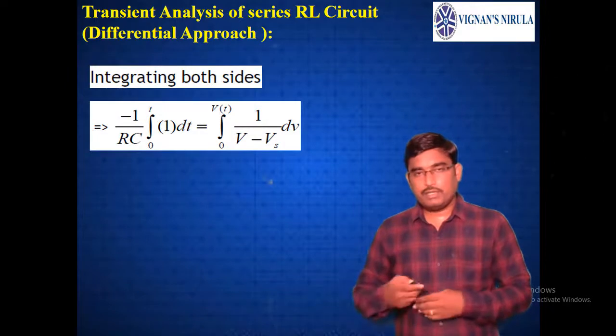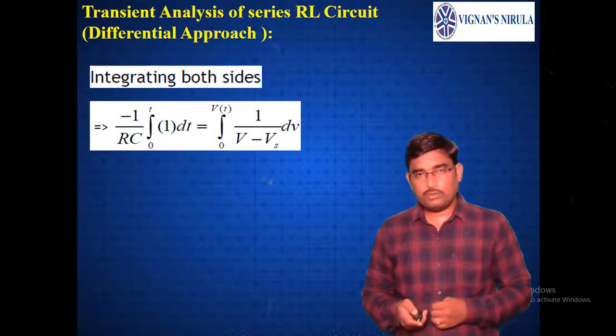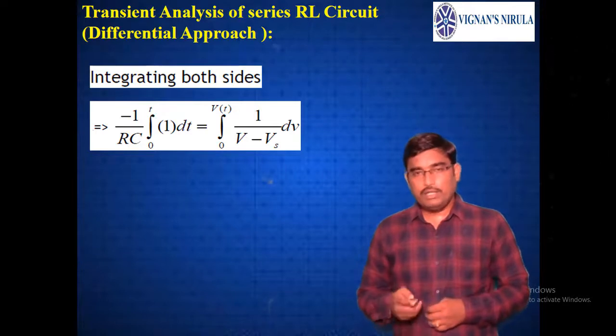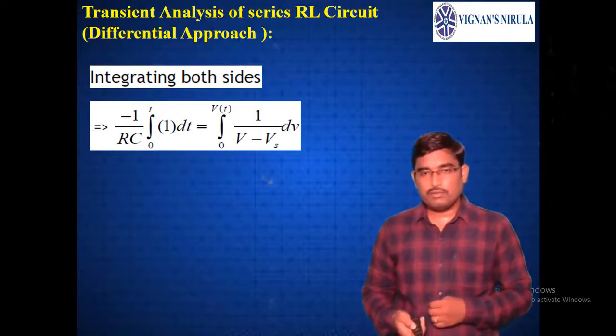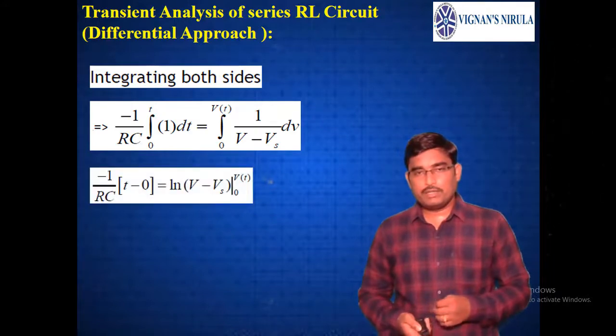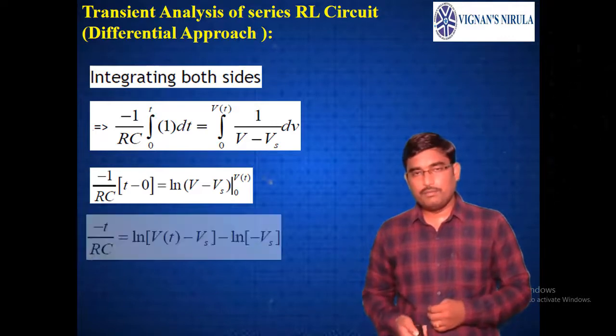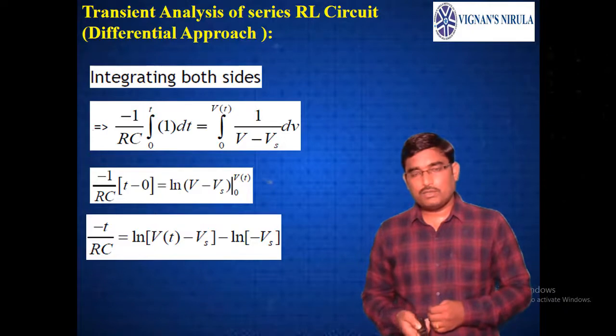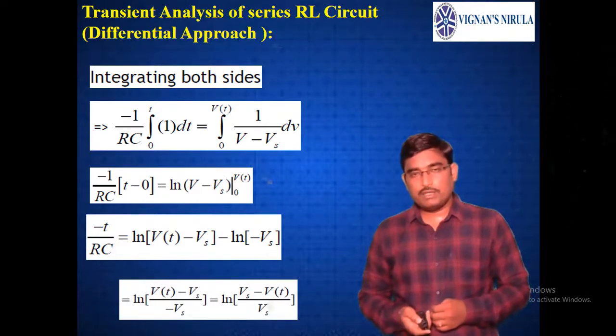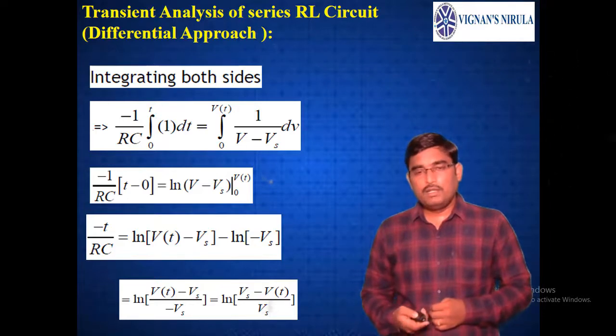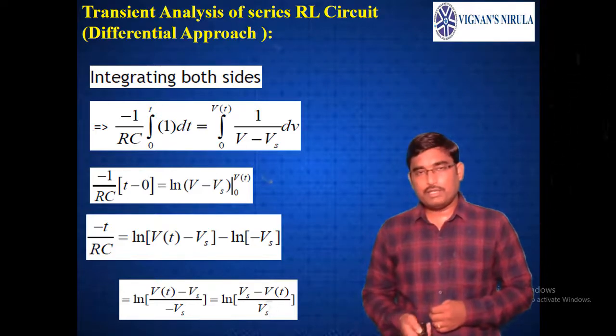Now integrating the above equation on both sides gives minus 1/RC integral from 0 to t of dt equals the integral from 0 to V, meaning V of t, of 1/(V minus Vs) dV. Integrating and putting the limits, we get minus t/RC equals ln of (V of t minus Vs) minus ln of (minus Vs). Now the right side becomes ln of (V minus Vs)/(minus Vs), which equals ln of (Vs minus V of t)/Vs.